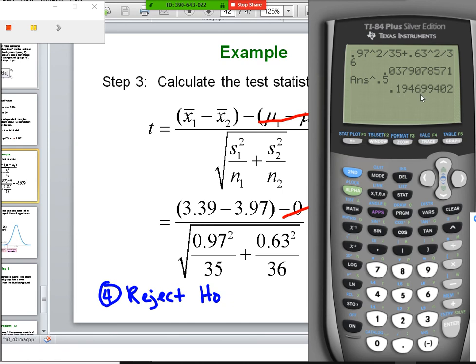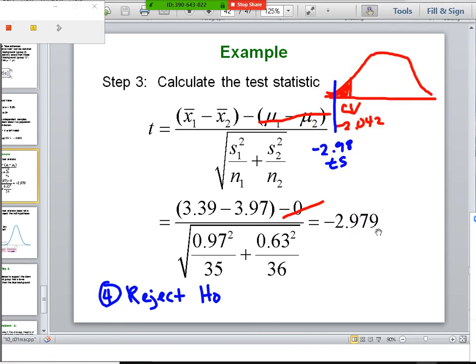0.1946, not 0.1947. I'm going to do the top. 3.39 minus 3.97. I get negative 0.58 divided by the bottom, 0.1947. And I get negative 2.998 if I round. Negative 2.98 or 2.979. And that's what I got, negative 2.979.